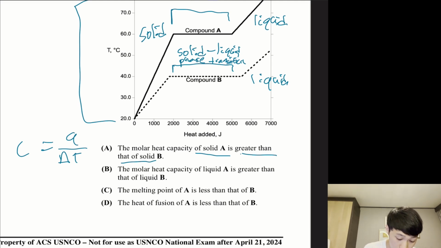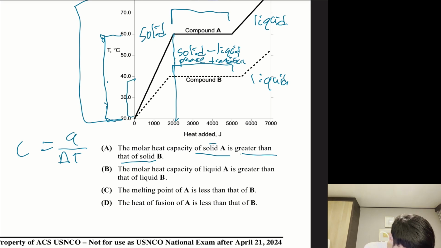Now, if we look at heat capacity of solid A versus solid B, solid A changes more in temperature, right? It goes from 20 degrees to 60 degrees when about 2,000 joules of heat are added, and compound B only goes from 20 to 40 degrees Celsius. So compound A has a larger value of delta T for the same value of Q, and as such, its heat capacity is actually going to be lower than that of solid B. So A is incorrect.